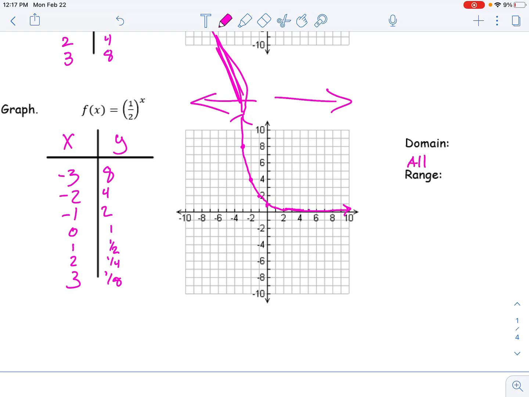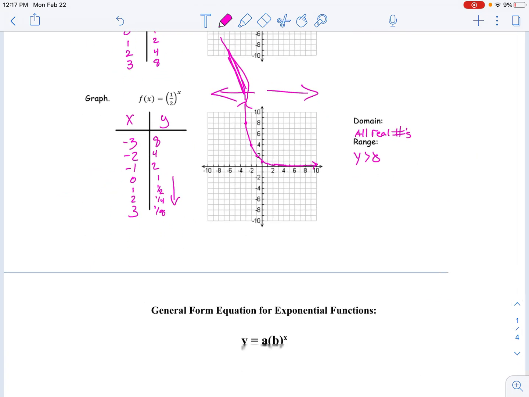So my domain, again, is all real numbers, which you could just memorize. It's always going to be all real numbers when you are graphing something. My range, though, again, I'm not going below that line. I can get really, really close to 0, 1/2, 1/4, 1/8, 1/16, 1/32, and so on, but I will never cross it. So y always has to be greater than 0 again.